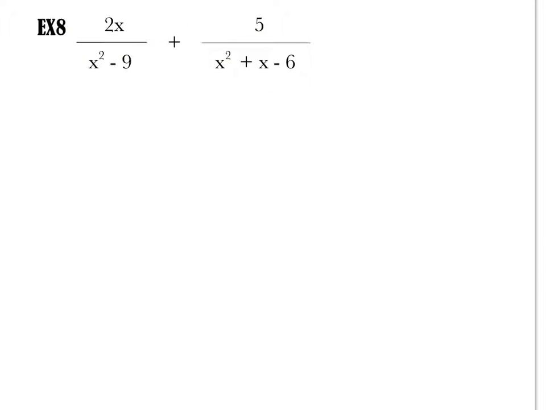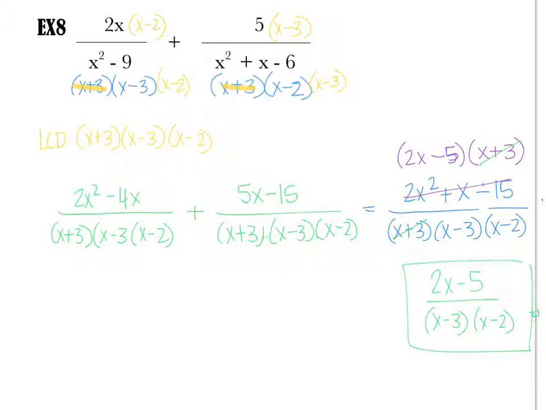All right, this is our last example. Go ahead and pause the video and see how far you can get. All right, for my final answer, I ended up with 2x minus 5 over x minus 3 times x minus 2. If you got that, you can go ahead and go on to the next slide. If you didn't, I'll explain it now.